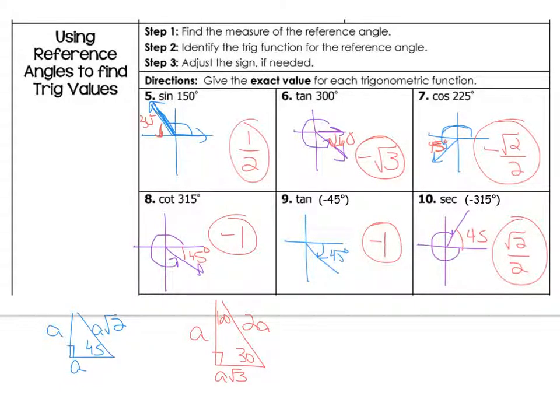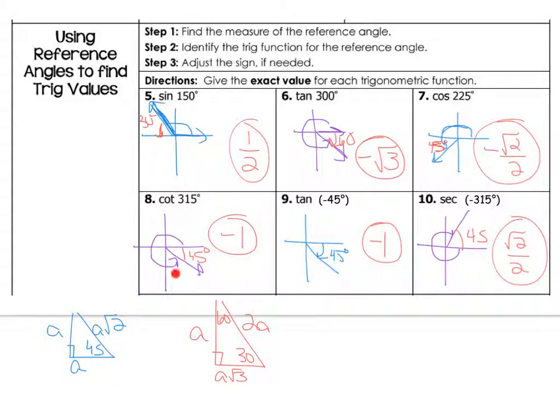All right, here's what I got. Cotangent of 315, my reference angle is 45. Cotangent is the reciprocal of tangent, and the tangent of 45 is 1, so the cotangent is 1. In the fourth quadrant, all seniors take calculus, only cosine is positive, so that would be negative.